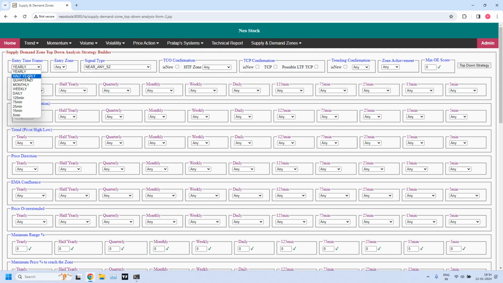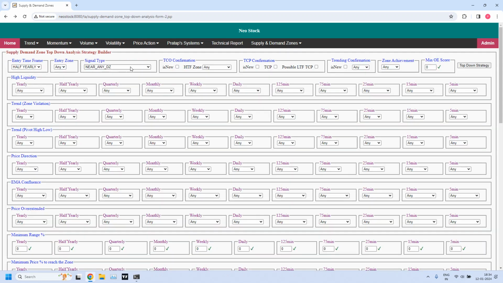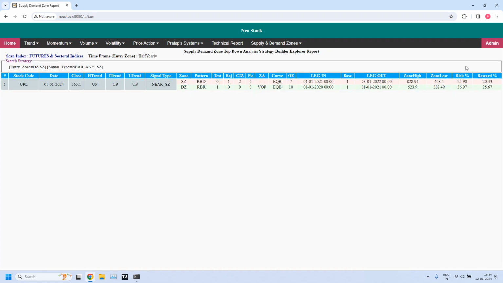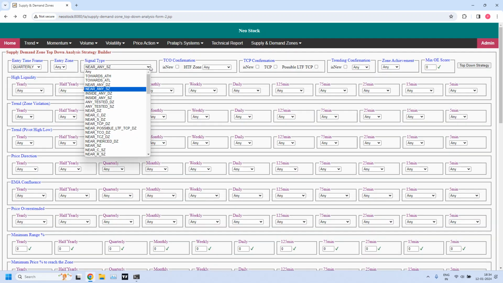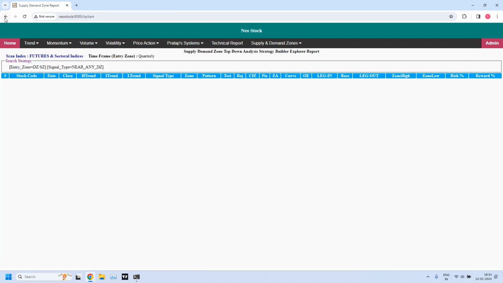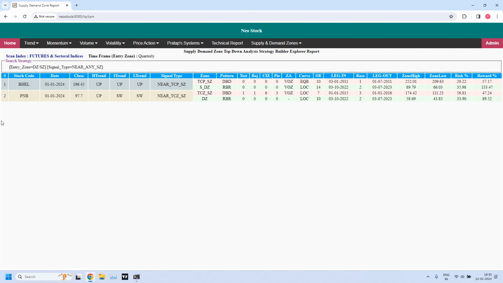Let us change the time frame to half yearly time frame. Let us find the stocks near half yearly demand zone. So no stocks are filtered. And half yearly time frame, let us find the stocks near half yearly supply zone. So one stock is filtered. Let's go back. Let us change the time frame to quarterly time frame. Let us find the stocks near quarterly demand zone. No stocks are filtered. Quarterly time frame, let us find the stocks near quarterly supply zone. So two stocks are filtered.